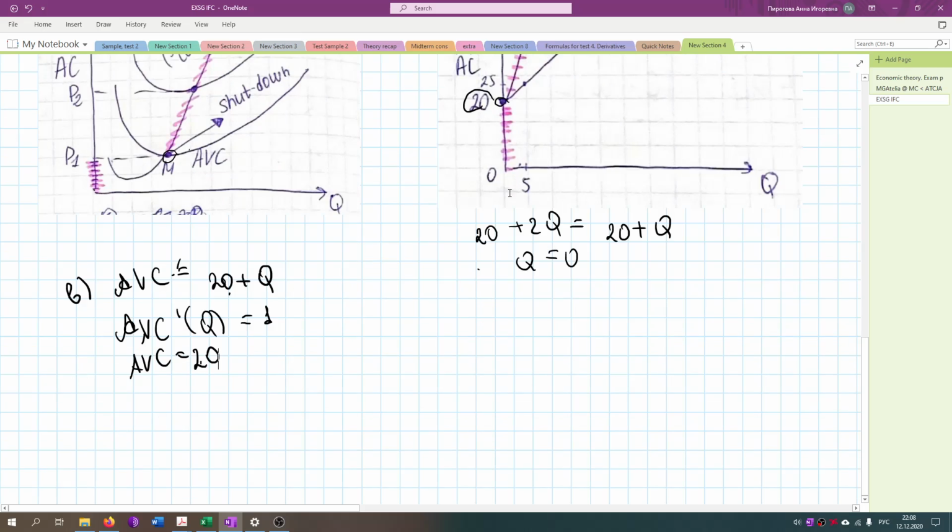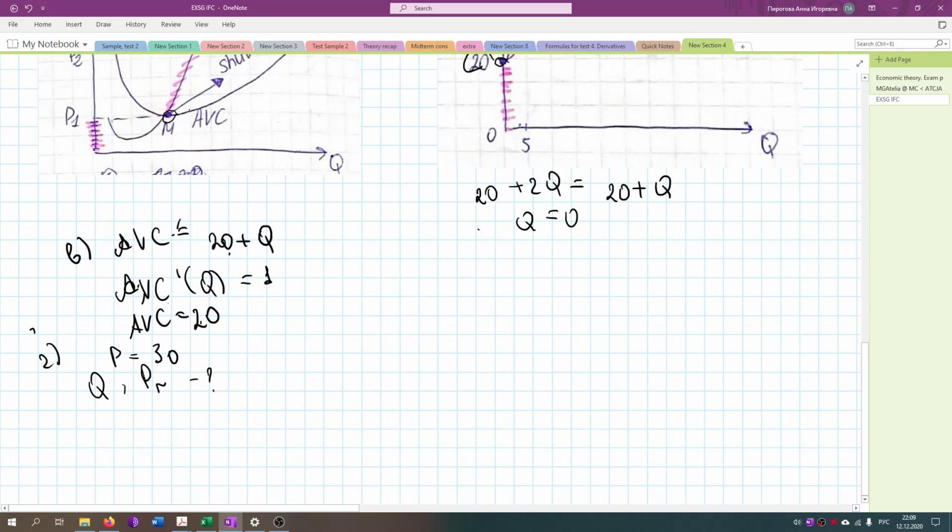So now let's continue with the same task. And in the second part of it, we will need to find our quantity supplied and profit in case our market price is equal to 30. But firstly, let's obtain our equation of supply.